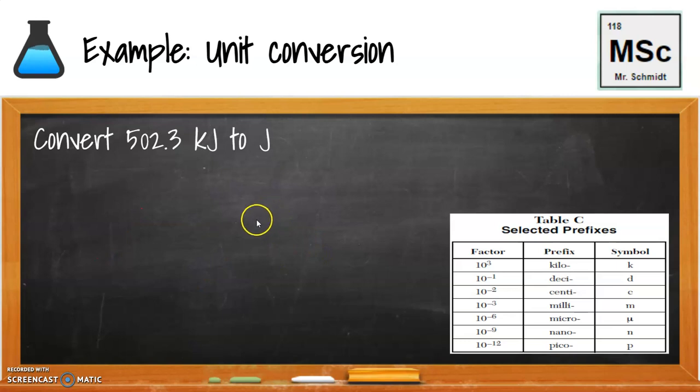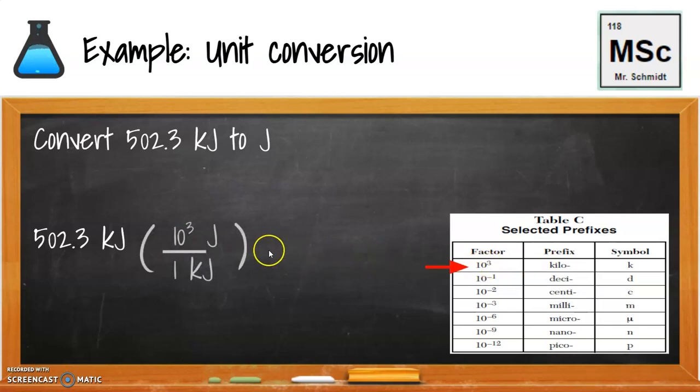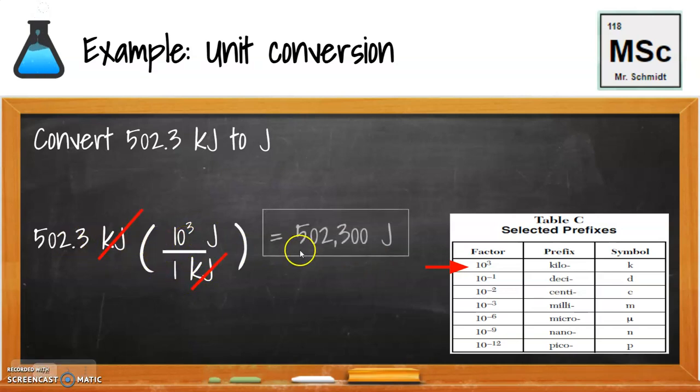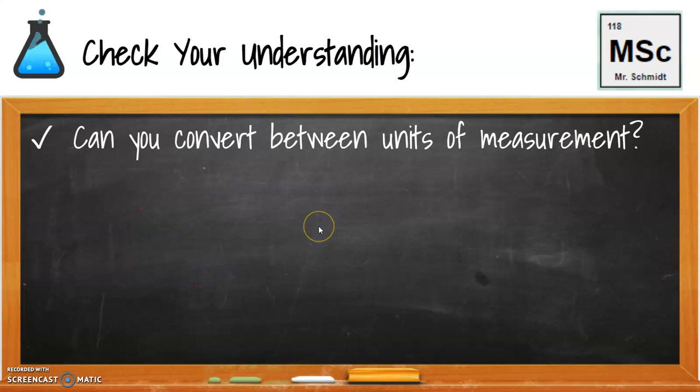One more example here. We have 502.3 kilojoules to joules. Start with what you know, 502.3 kilojoules. I look at the prefix kilo. I know that my factor is 10 to the third, so I know that there's 10 to the third joules for every 1 kilojoule. I cross off my units, I multiply the tops, divide by the bottoms, and I get 502,300 joules.